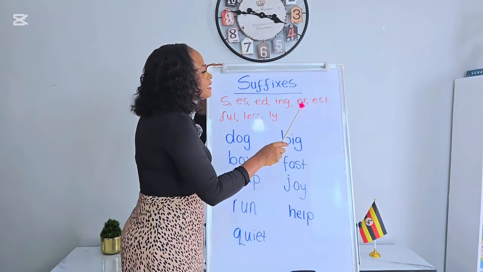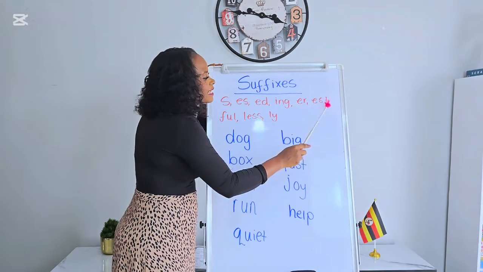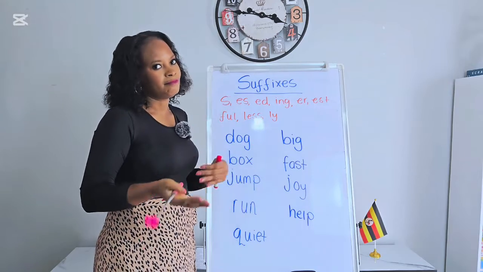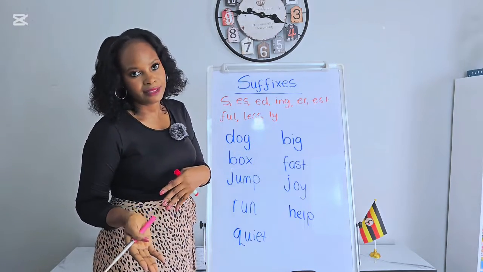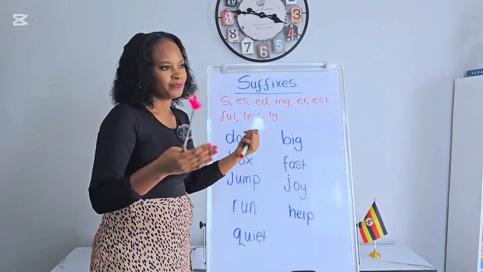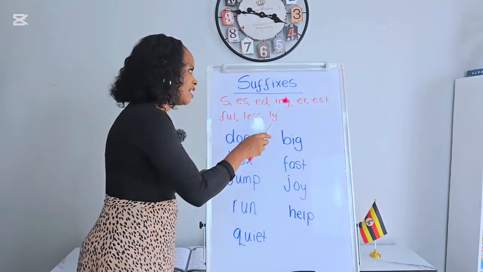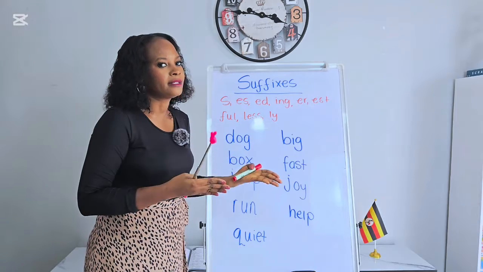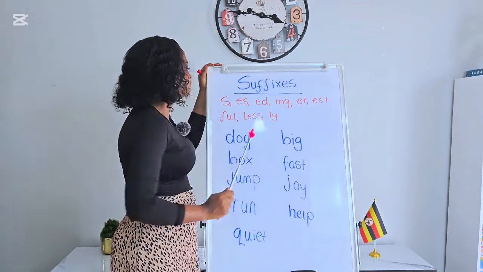Now we have suffix er, est. These two suffixes are used to compare things. Miss Anita is bigger than her little sister. Or Tom is the fastest in our class. Er or est help us to compare things or people. All right? So these are for comparison.